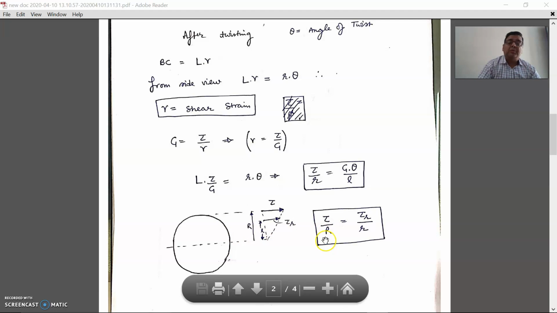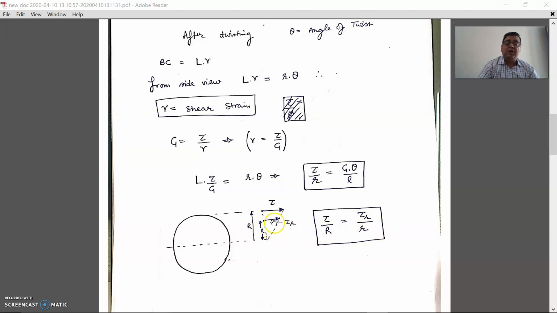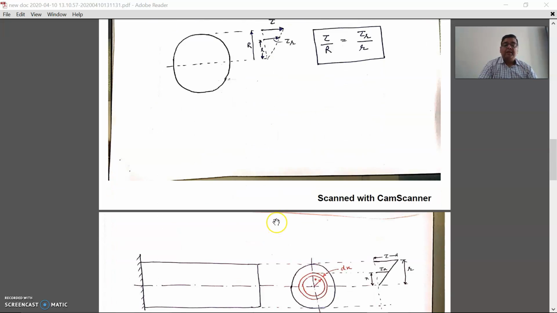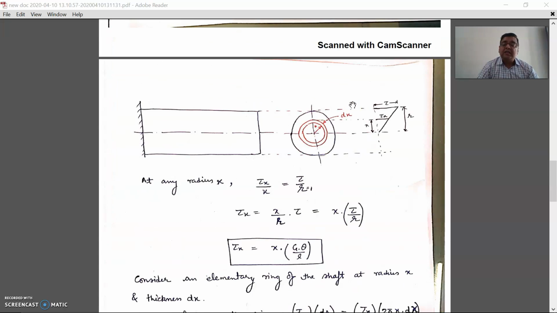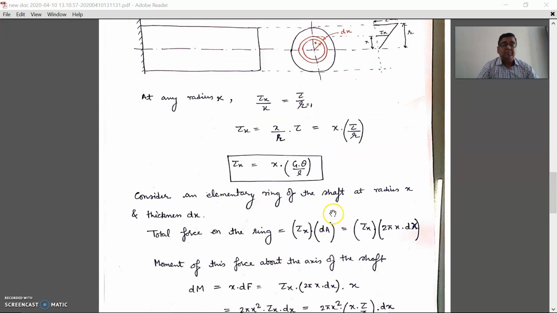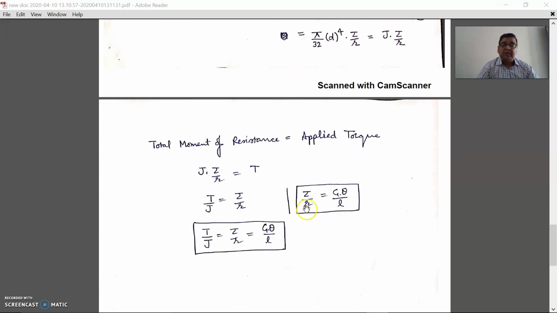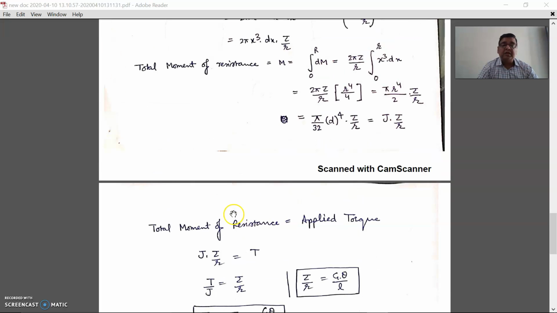So tau upon R is equal to tau R upon R, where tau R is the shear stress experienced at this part and tau is the shear stress experienced at this part, and this is capital R, or small r if it is so. Now this is one part of the formula, that is tau upon R is equal to G into theta by L, whereas the other part of the formula is T by J is equal to tau by R. Now how do we derive this formula?